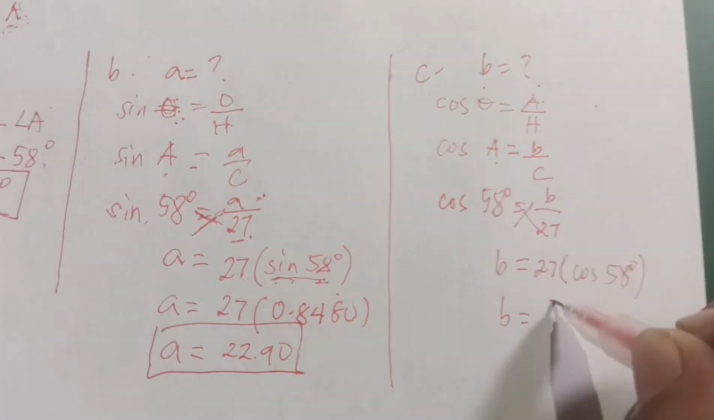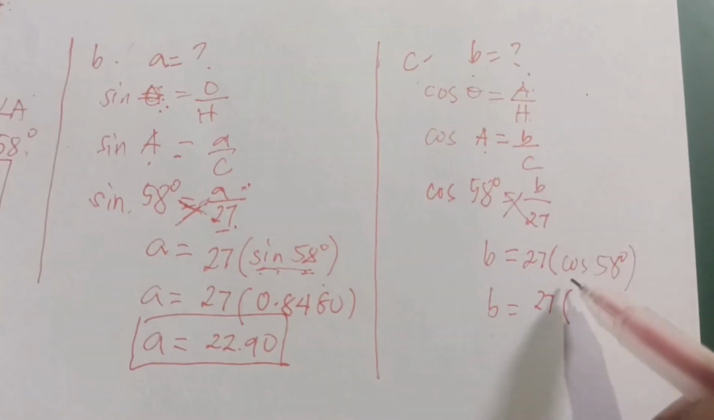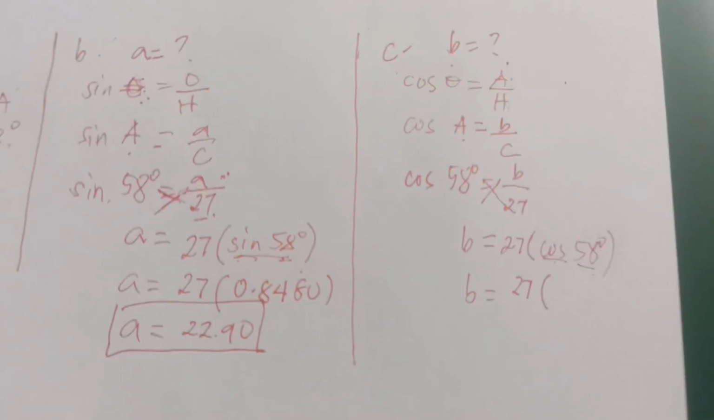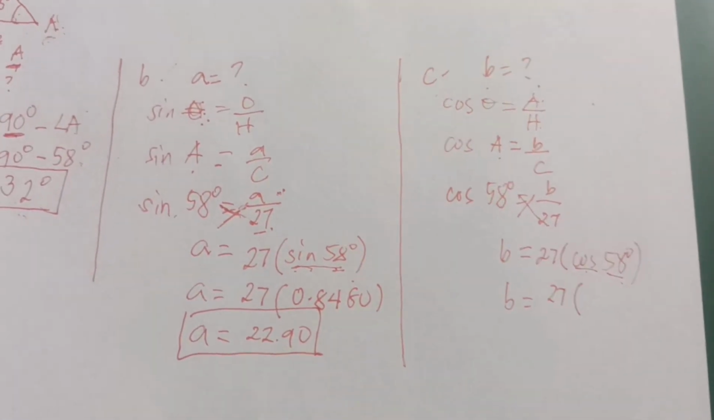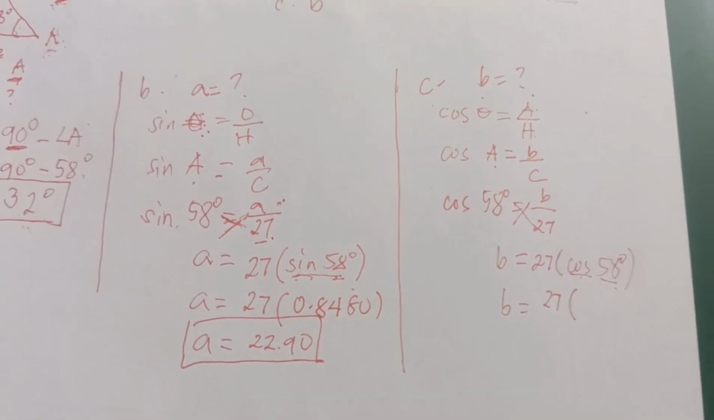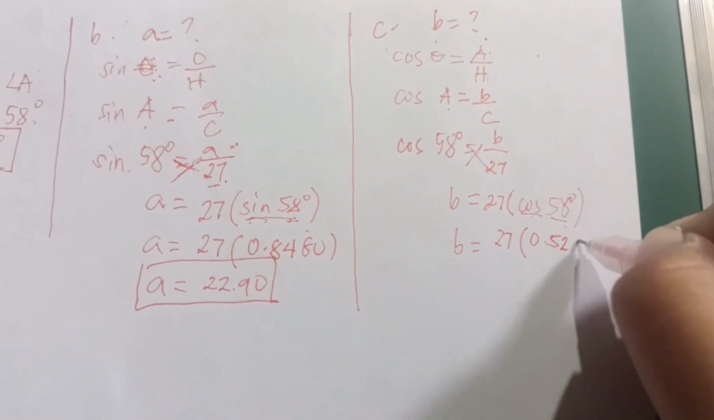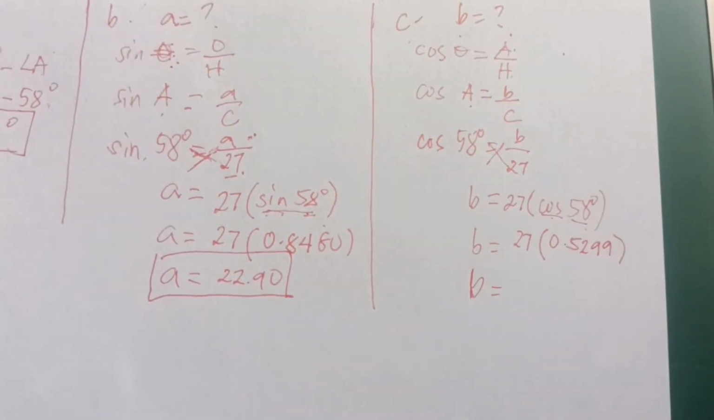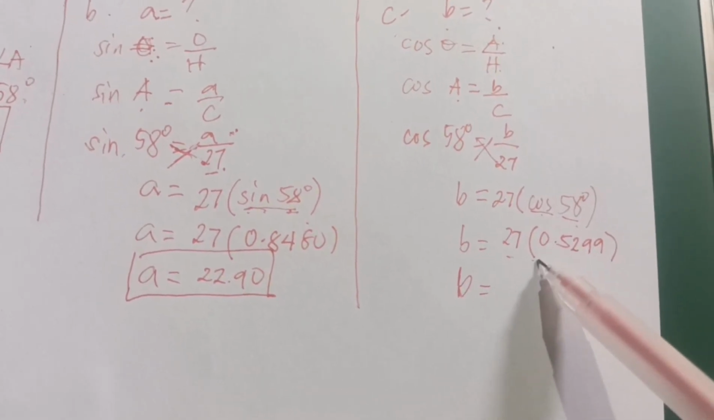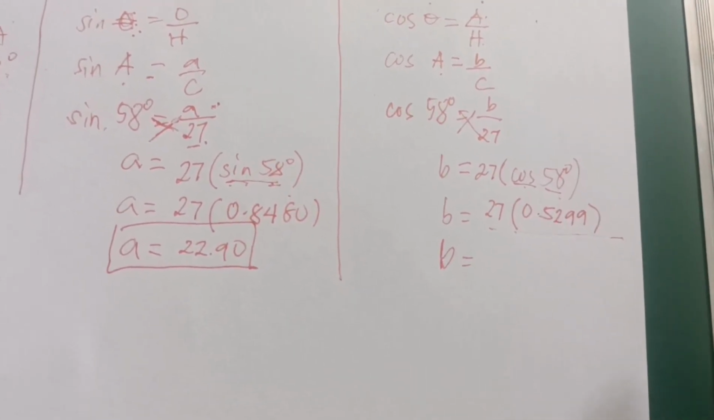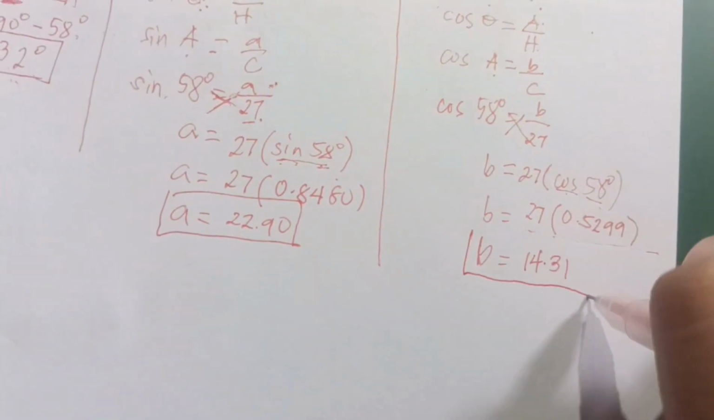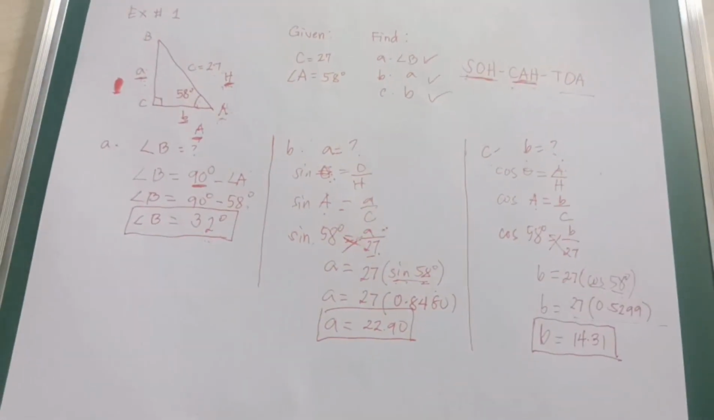So, we're going to find the value of cos 58 in the calculator. Just press cos 58 equal. No more shift. Again, cos 58 then equal. Give me the answer in 4 decimal places. The answer is 0.5299. And the last step is to multiply 27 times 0.5299. The answer is 14.31, and that is the value of our B. So we are done with this example.